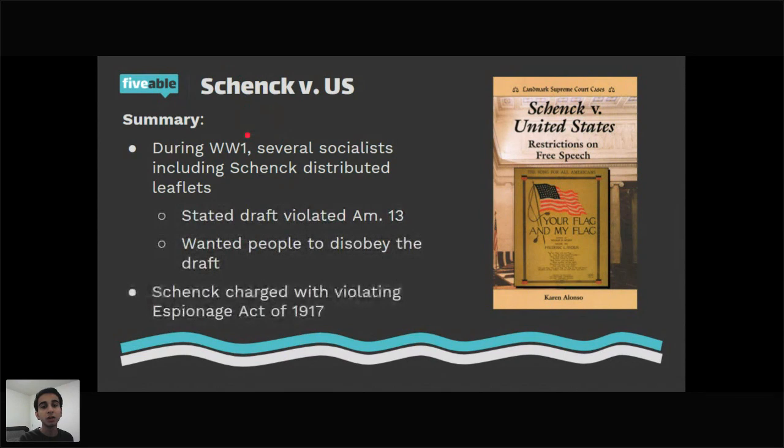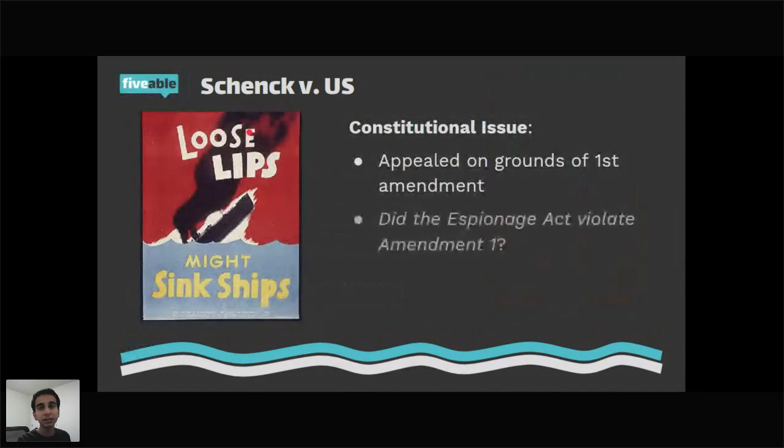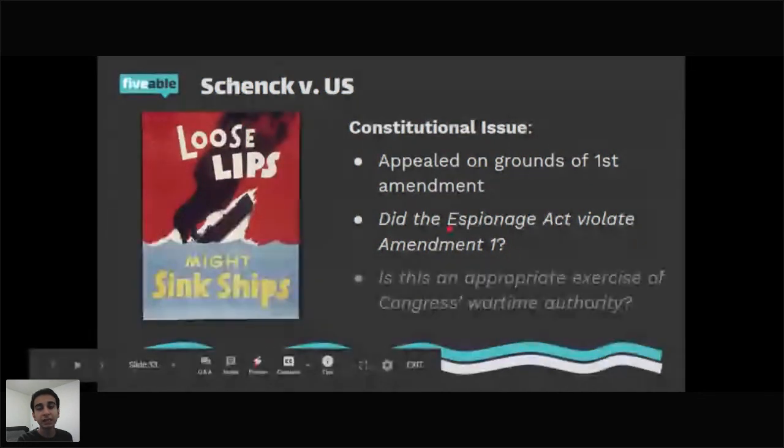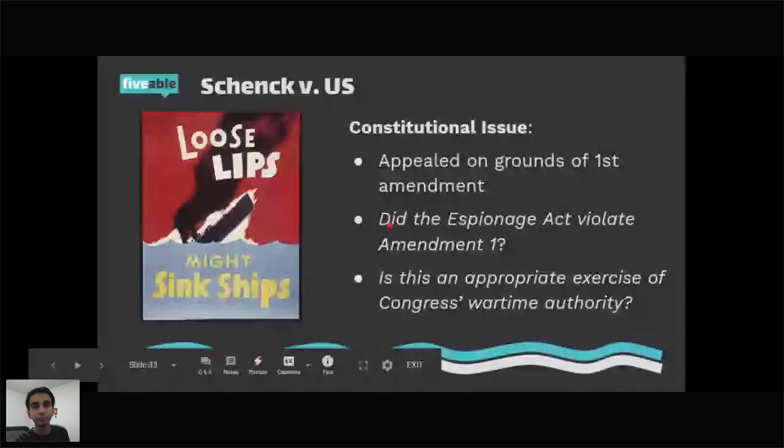Okay, he was charged with violating a law at that time, the Espionage Act of 1917, and he appealed on the grounds of the First Amendment because he was saying that he should be able to advocate for whatever he wanted. So if he wanted to say that the draft was going against Amendment 13, then he could. So the question here is, did the act that charged him violate the First Amendment? And is this an appropriate exercise of Congress's wartime authority? So this is kind of a two-sided question.